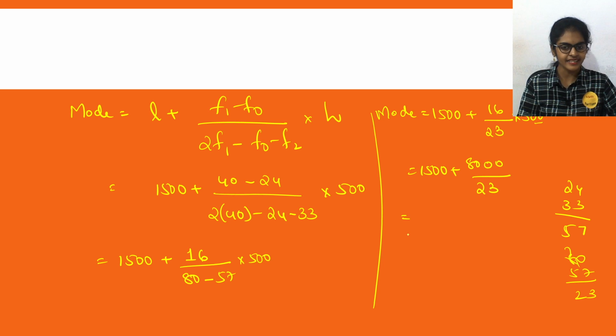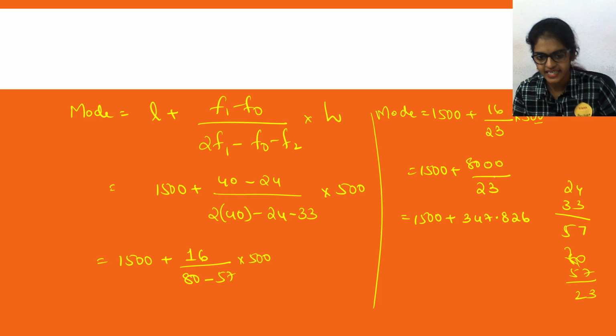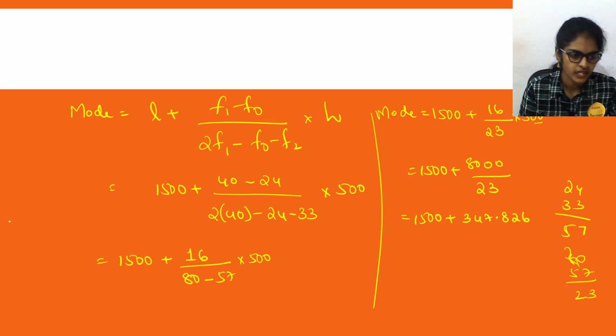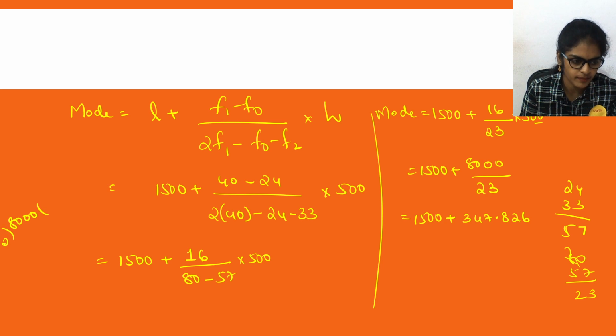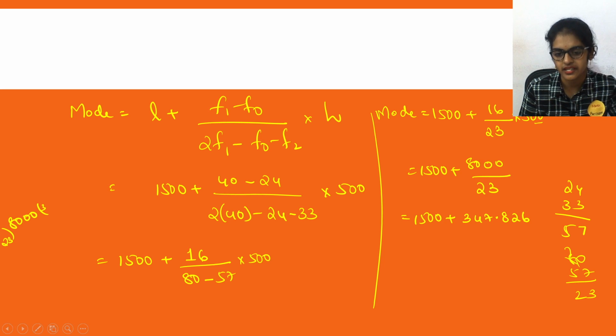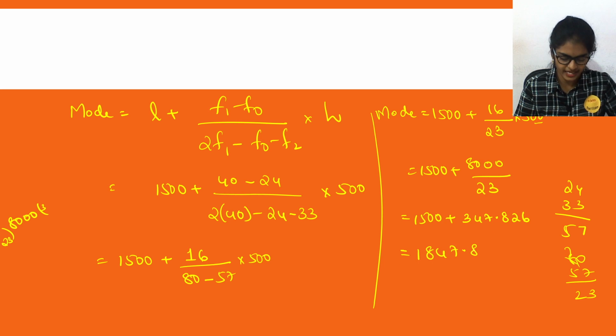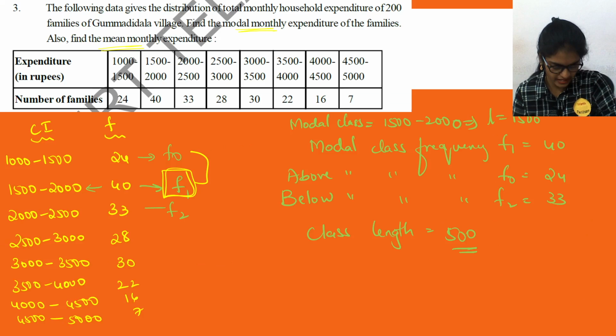So now you have to divide 8000 by 23. If you divide this, you will get around 347.826. Just divide 8000 by 23. You can take 23 threes and then continue your division. So you will get 347.826. Now just add, it is 1847.826. So this is nothing but your mode of the given data, and here it is in rupees.